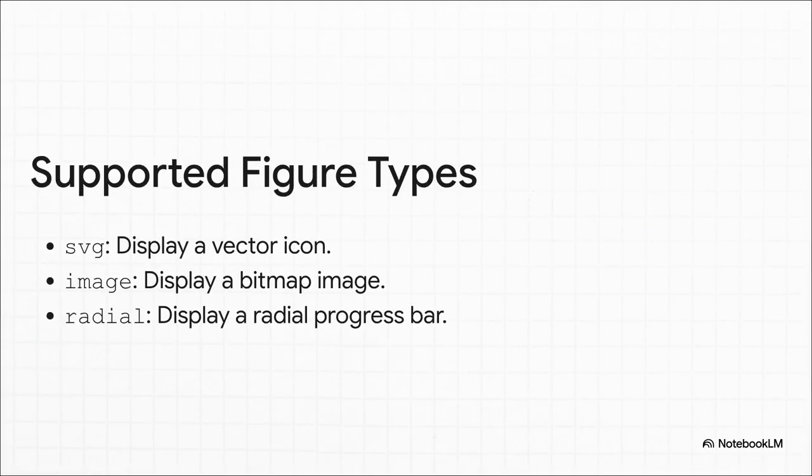You have three really powerful options here. You can use SVG for crisp, scalable vector icons. You can use image for your standard bitmaps. And my personal favorite, radial, which lets you display a dynamic progress bar. I mean, how perfect is that for showing completion or capacity?